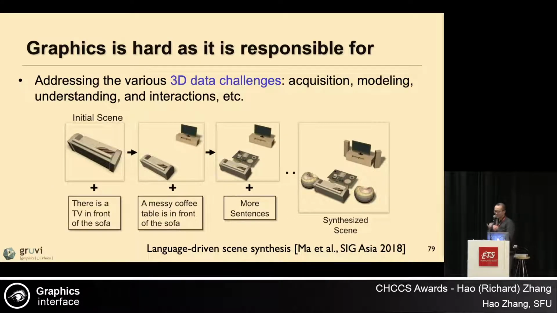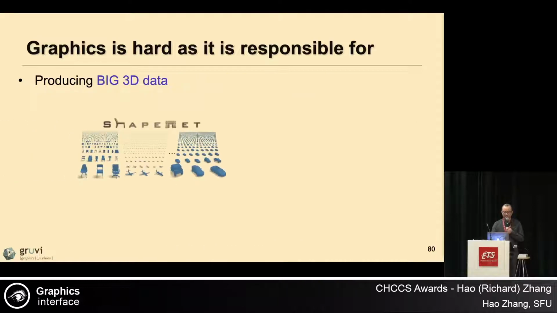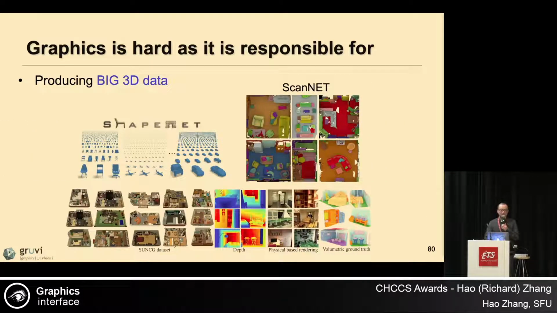Okay, I'm almost concluding. So why is computer graphics hard? I believe graphics is hard because it's not responsible for many new things. It's certainly responsible for addressing the 3D data challenge from acquisition, modeling, understanding, and interaction. I think graphics is responsible for producing big 3D data. We're still not there yet. So again, I'm pretty sure that Manolis would be talking about this topic.